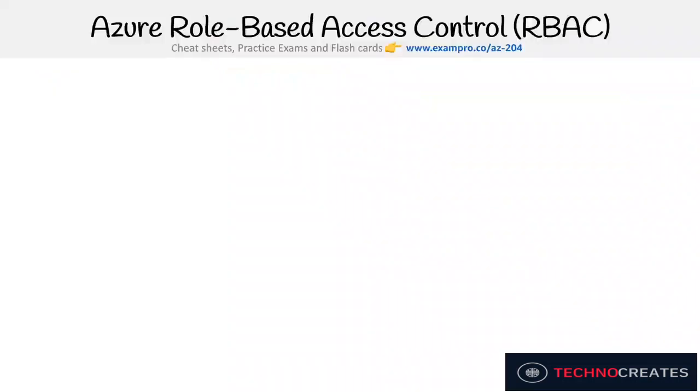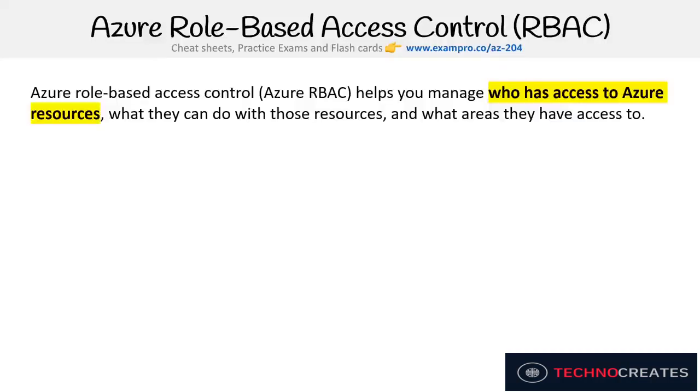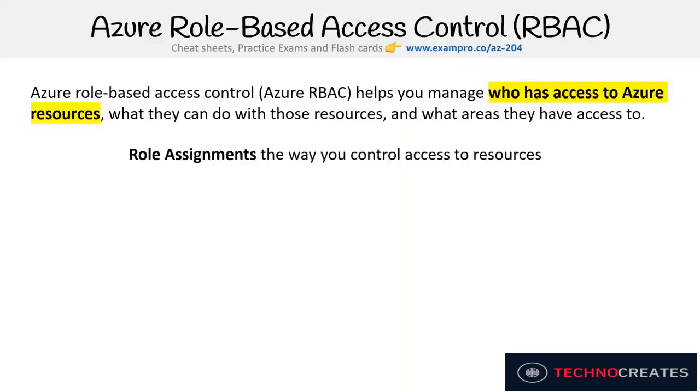So let's take a closer look here at Azure role-based access controls, because this is something we're definitely going to be using a lot. Role-based access control helps you manage who has access to Azure resources, what they can do with those resources, and what areas they have access to. The idea is that you have a user and you want to assign them a role, so you're going to use a role assignment.